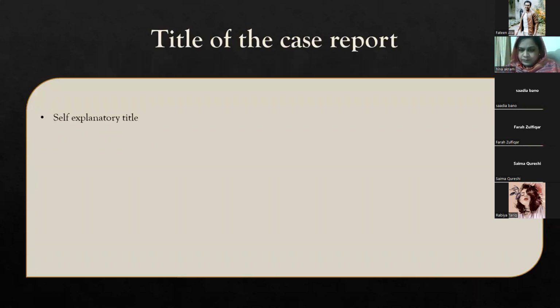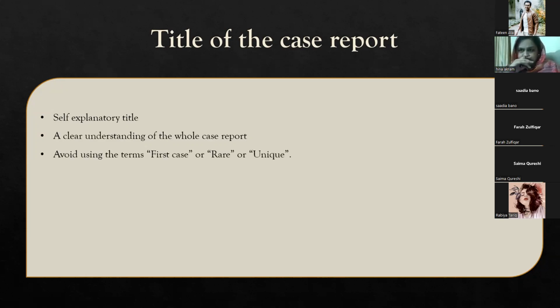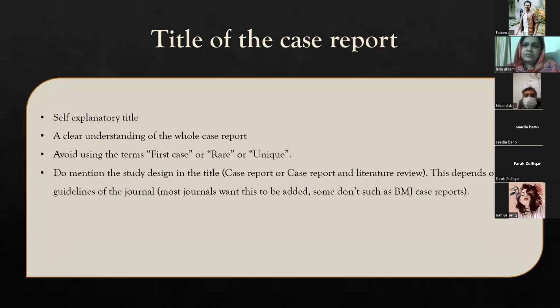Now let's see about the title. So easy things to follow for the title. It should be simply self-explanatory, a clear understanding of the whole case report. I would always recommend to avoid the terms first case or rare case or a unique case, because usually, if it is a first case, it's implied. You don't need to use them. Also, do mention the study design in the title. This is important. For example, the case report or case report and literature review. This depends on the guidelines.